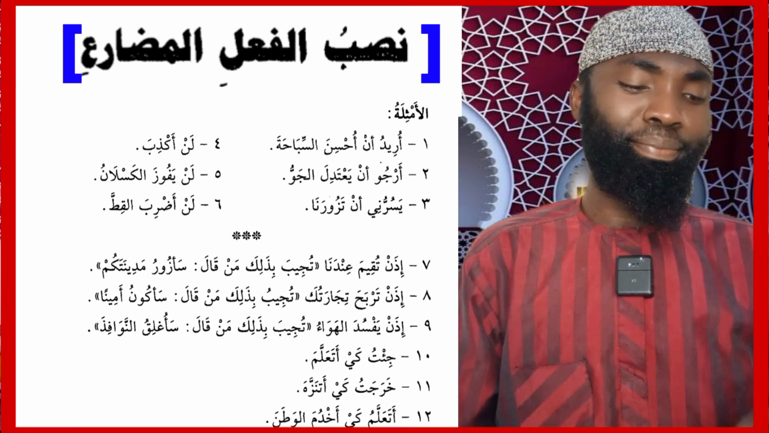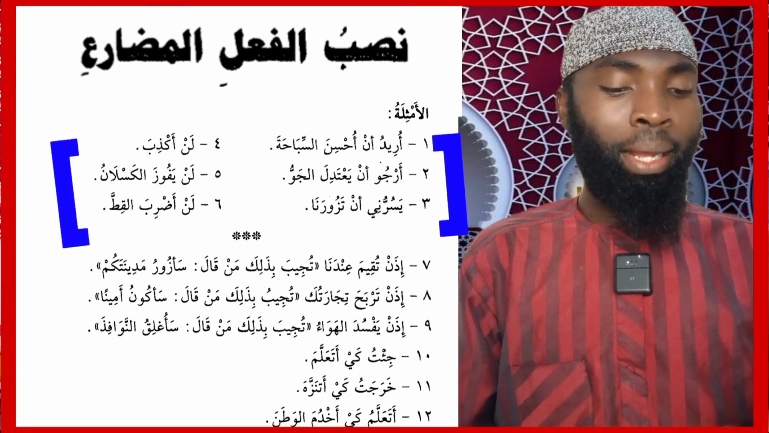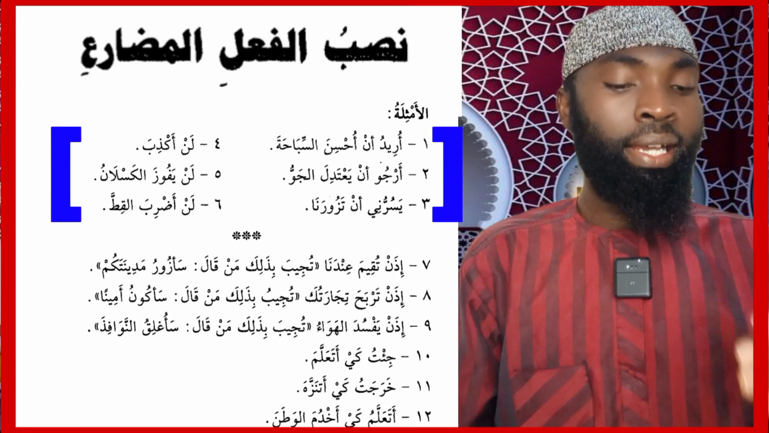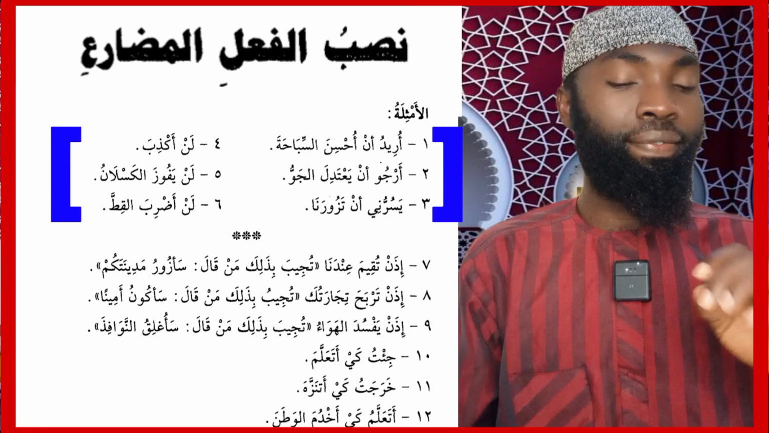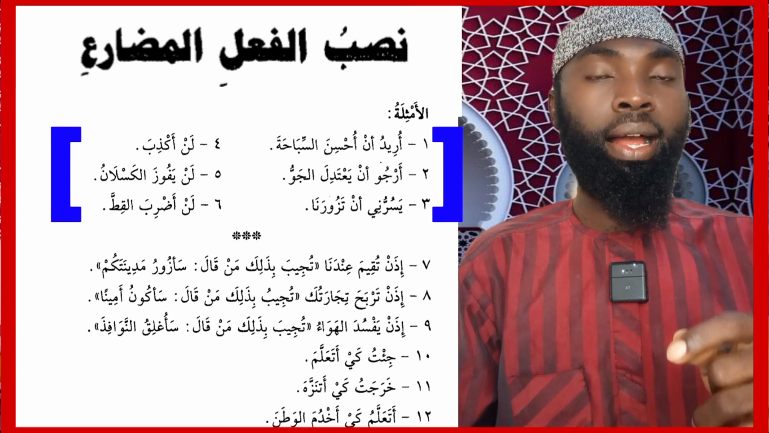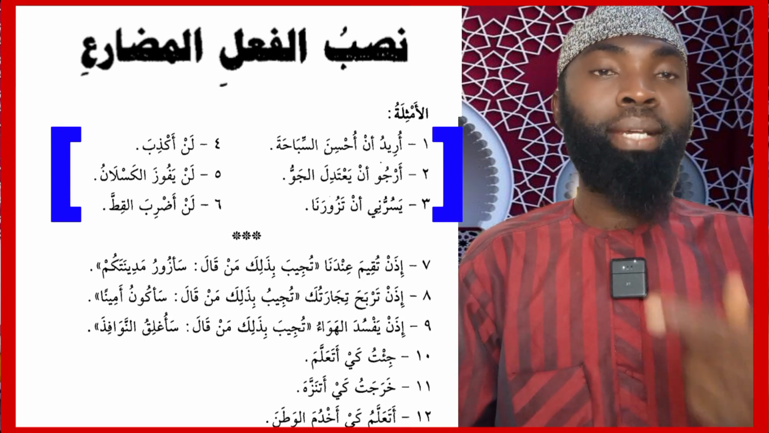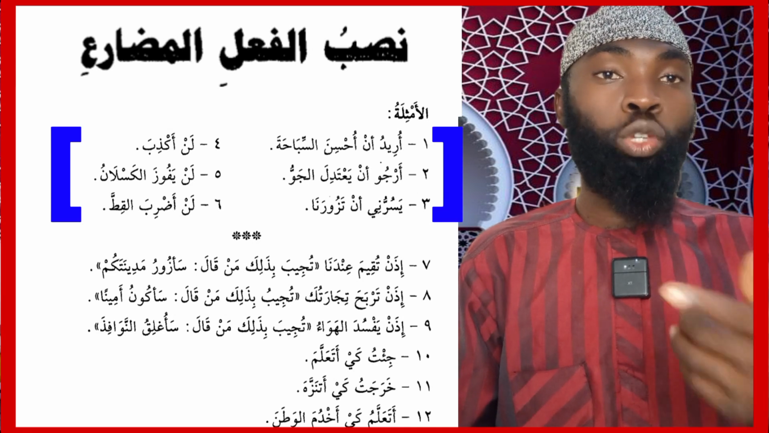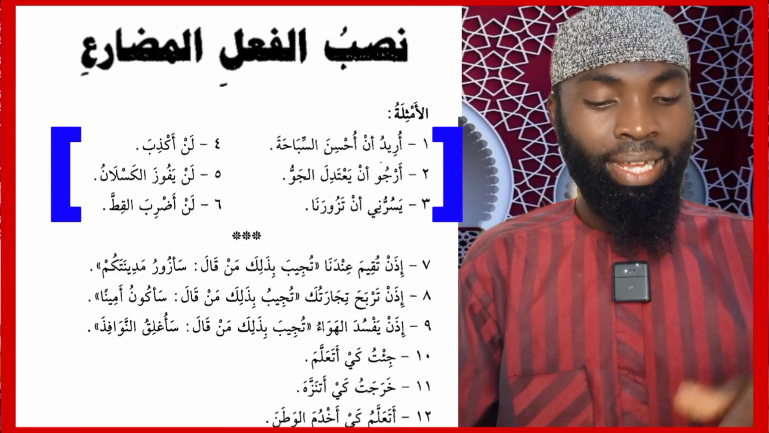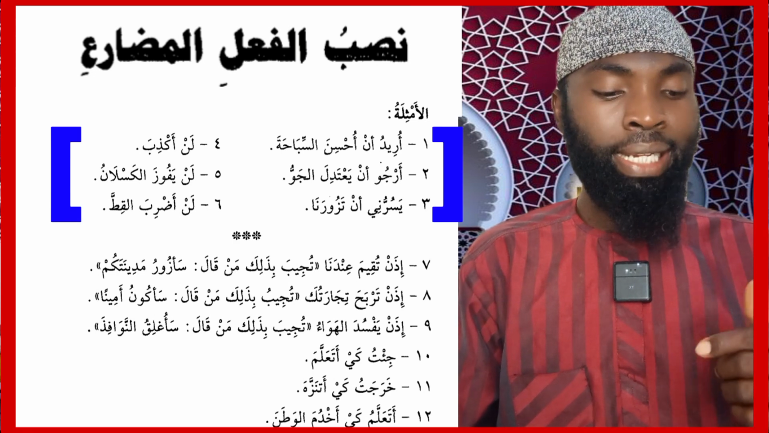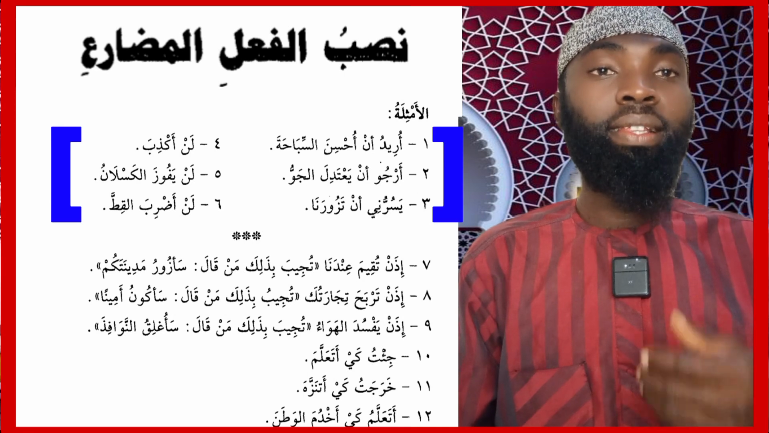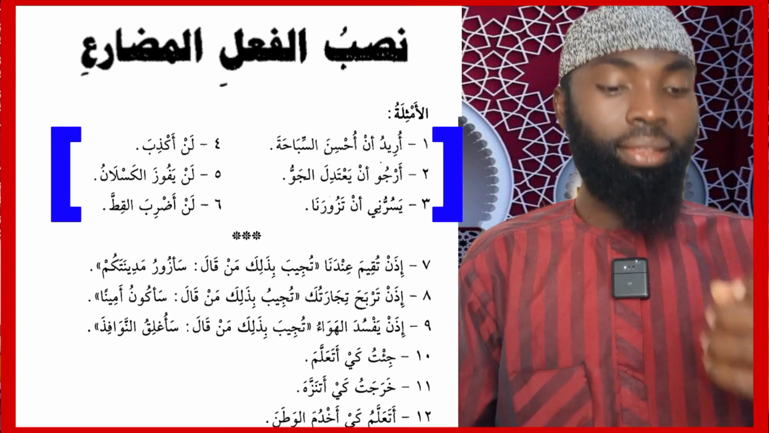So let's begin. We have al-amthila, which are examples. Let's read through the examples so that we see that the present verbs here will be carrying fatha. Number one, uridu an uhsina as-sibaha. I want to get better at swimming. I want to perfect swimming. We can see uridu an uhsina. Number two, we have arju an ya'tadila al-jaw. I hope that the weather will become moderate.